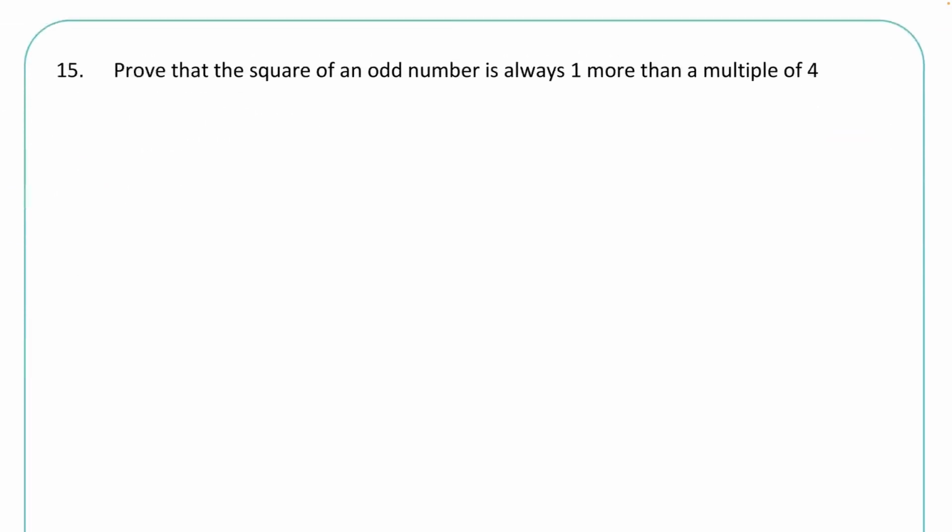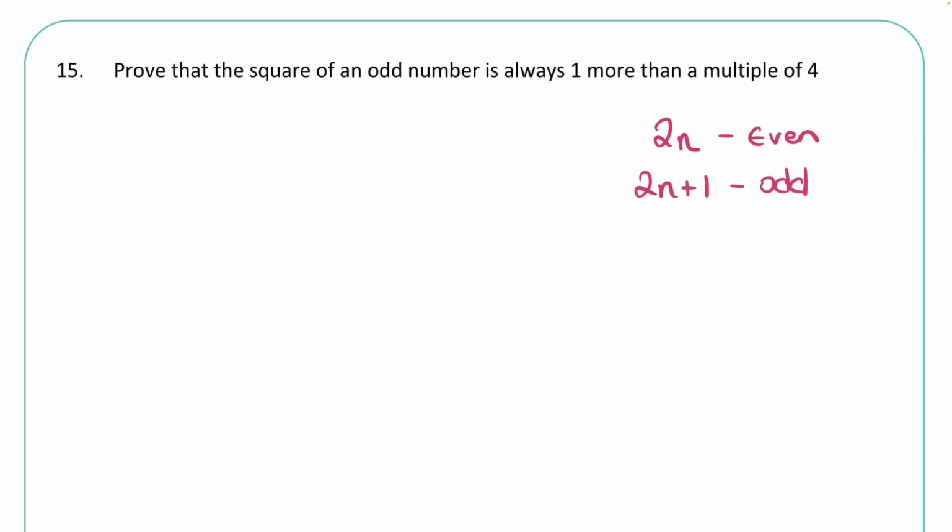On to question 15, we have some algebraic proof. Now it says here, prove that the square of an odd number is always 1 more than a multiple of 4. So when we are looking at algebraic proof, we have odd and even numbers. An even number is 2n, and an odd number is 2n plus 1. Now you can use other variations of this. I tend to stick with 2n plus 1. It helps to avoid some negatives as well.